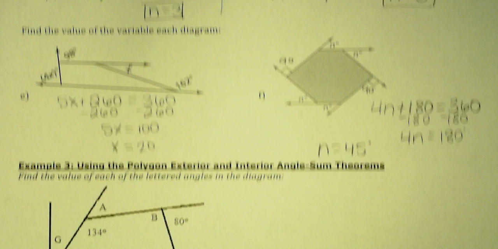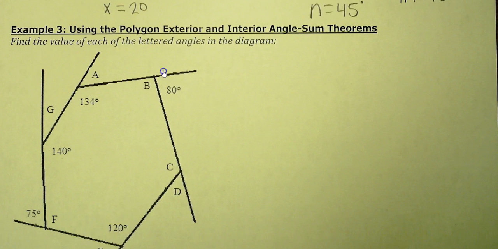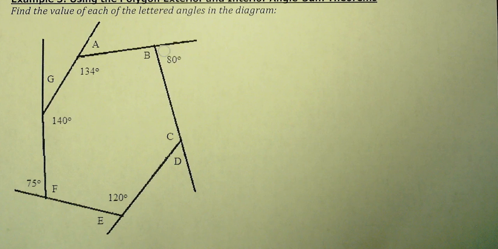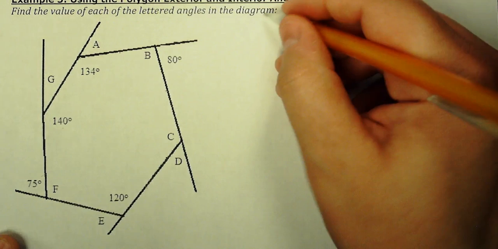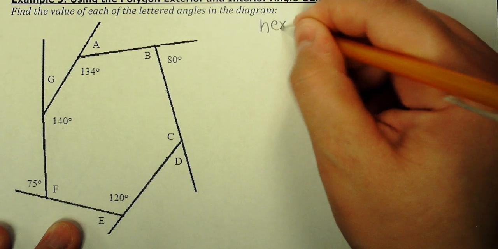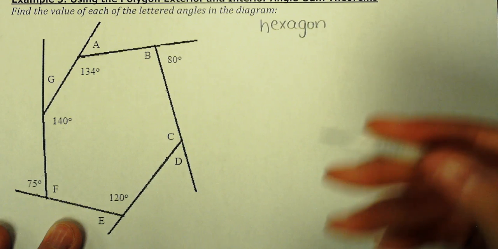Alright, and then I have one figure at the bottom here. This is kind of a combination of what we did yesterday and today. So all the interior angles are not labeled and all the exterior angles are not labeled in this diagram. But let's just go through real quick. This is 1, 2, 3, 4, 5. This is a hexagon. So I know the exterior angles, any shape, add up to 360.